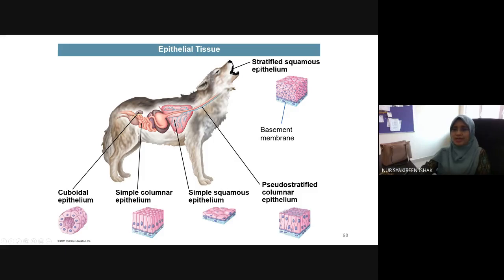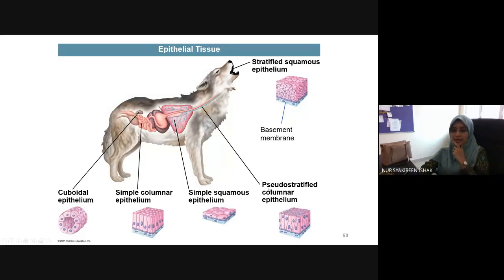So kalau tengok kat sini, stratified, it means many layers, okay. Squamous, it means that the shape of the cell is flat. So this forms the lining of the oral cavity, for example. Okay, your oral cavity will have many layers of cells that are flattened in shape.